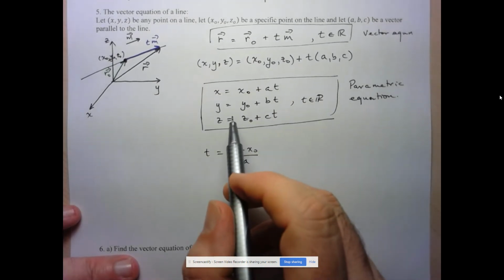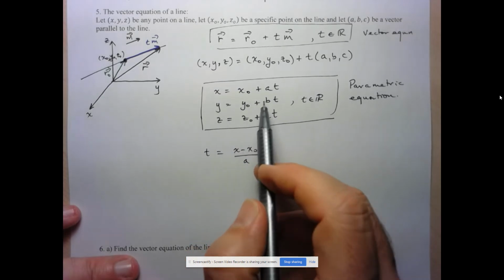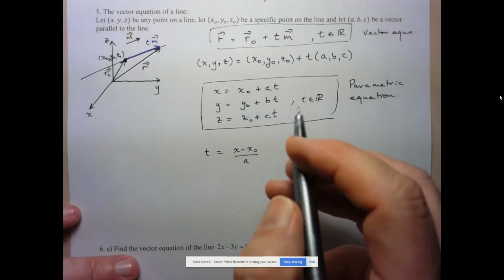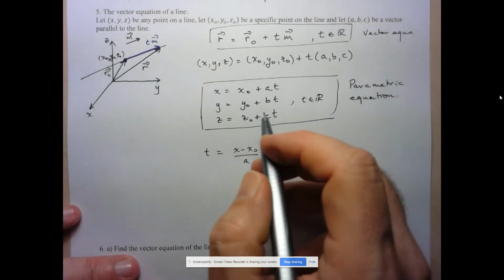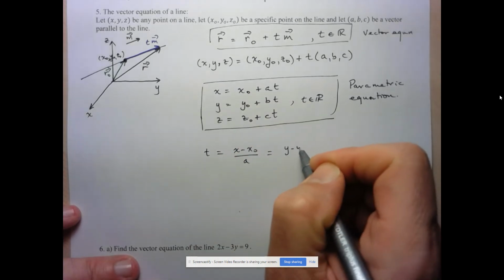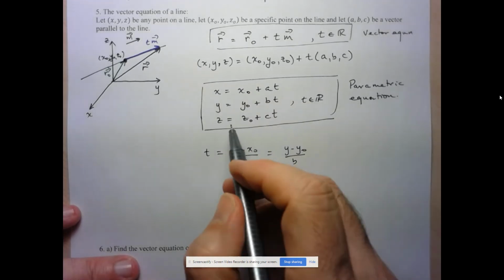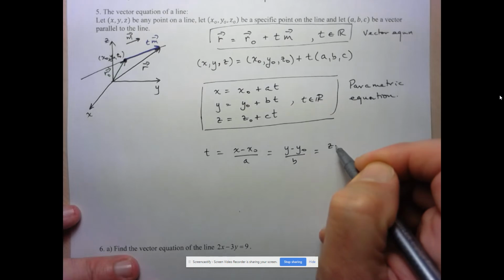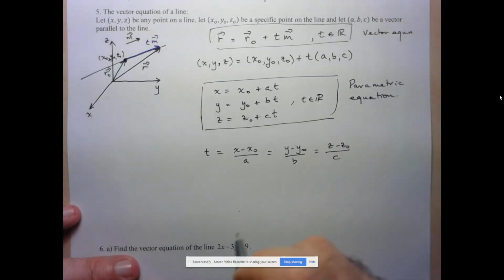But I can do the exact same thing in the second equation, and it's still going to be equal to that same t value. So t is also equal to y minus y naught all over b. And same thing in the third equation: that's equal to z minus z naught all over c.